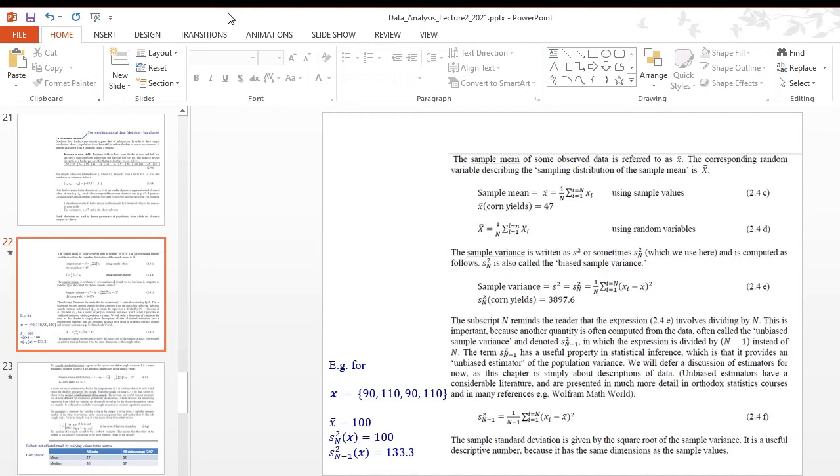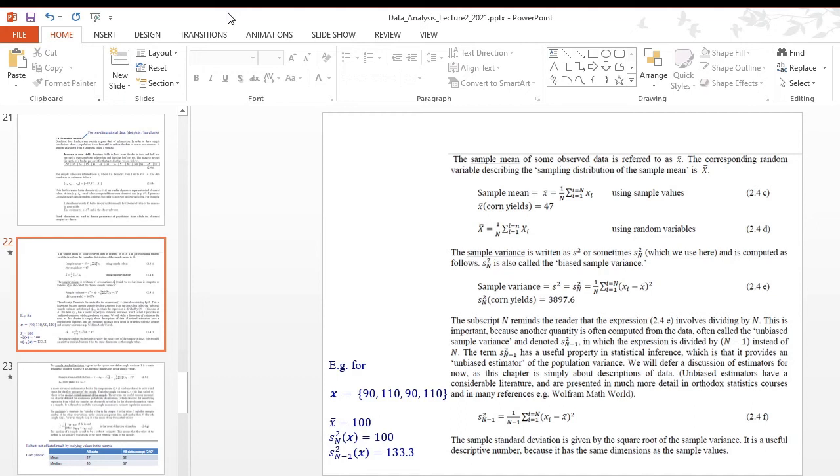S squared subscript N, sometimes called the biased sample variance, although that's just a technical term, it's a description of the data that you've got. So you might use that if you had some set of data, x, the four measurements 90, 110, and another 90, and another 110.